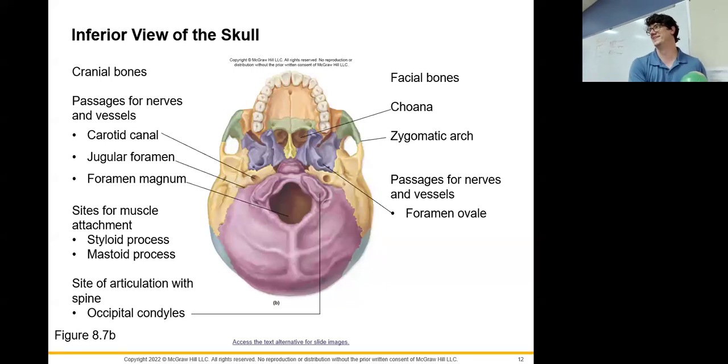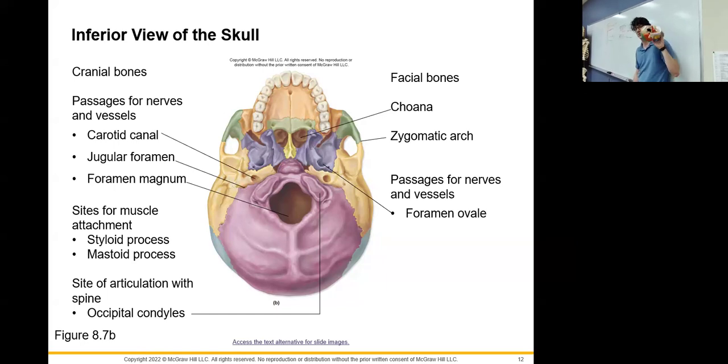Not a joke. Also, we can see lots and lots of passageways for things like nerves and blood vessels. The two that we're going to have you know for these, we're going to have you know the jugular foramen and the carotid canal.